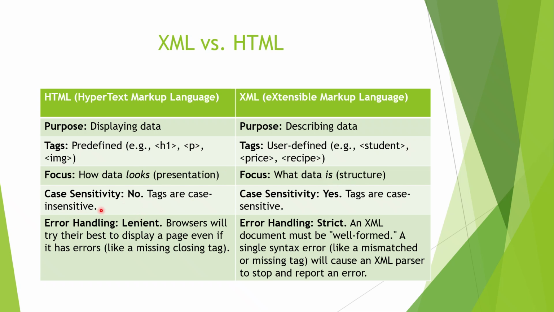HTML is not case sensitive. Tags are not case sensitive. But XML is case sensitive. Error handling in HTML is lenient, because the browser tries its best to display a page to the client without an error, and error handling in XML is strict. An XML document must be well defined and well formed before displaying.